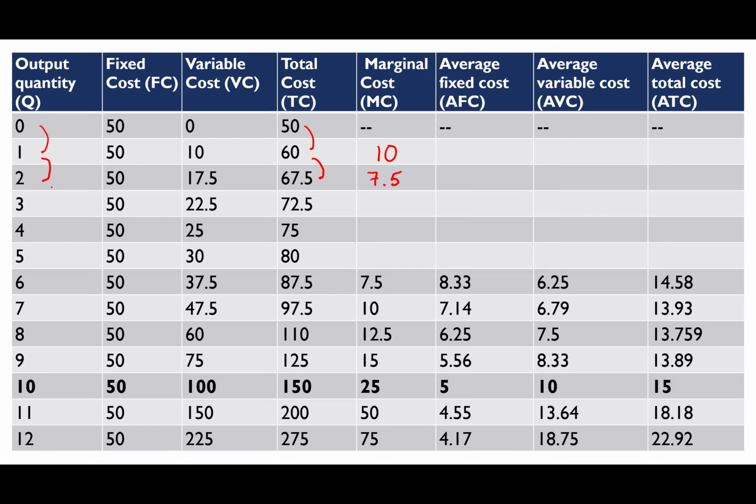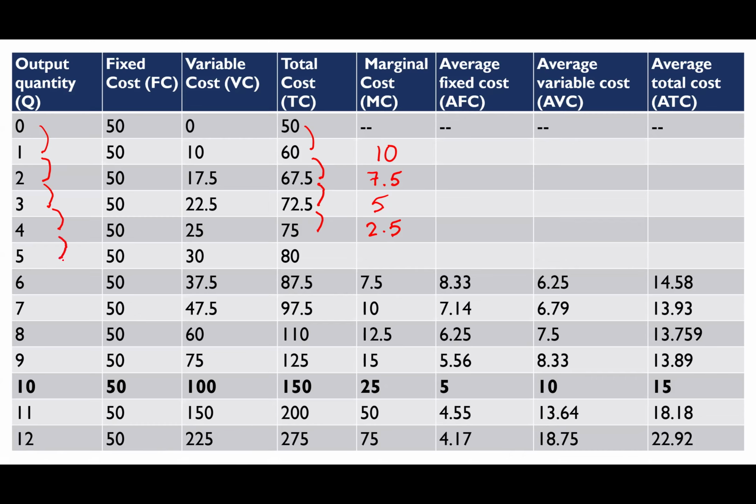Moving on to 3, when the firm goes from producing 2 to 3 units, their total costs go from 67.5 to 72.5. So that's a marginal cost of 5. We'll go ahead and finish this out actually. Moving from 3 to 4, that moves total cost from 72.5 to 75. So that is an increase of 2.5 in marginal cost terms.